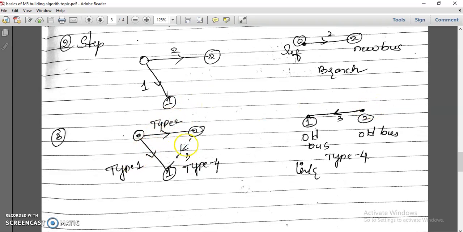Now these two are added. Next, the third one I want to add is in between 1 and 2. 1 has already been used by the first element, so this is an old bus, and 2 has also been used, so this is also an old bus. Both are old buses. Now this is type 4 modification.